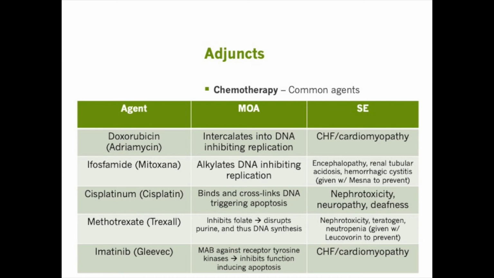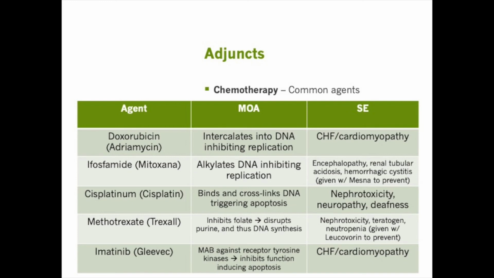Ifosfamide is another one. Its side effects are usually kidney or hemorrhagic cystitis. Because of the hemorrhagic cystitis, and that can be significant, it's typically given with Mesna to help prevent that. Cisplatin is another one, and its big thing is going to be deafness and nephrotoxicity. So ototoxicity, nephrotoxicity. So you want a baseline renal function on all of those patients. You want an audiology exam as well.